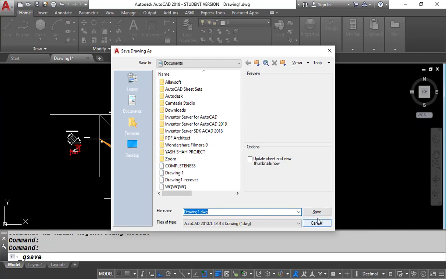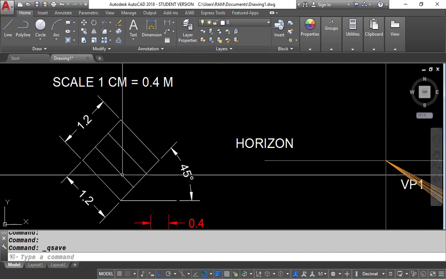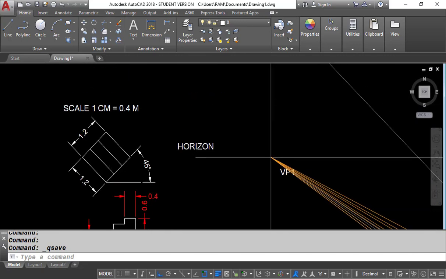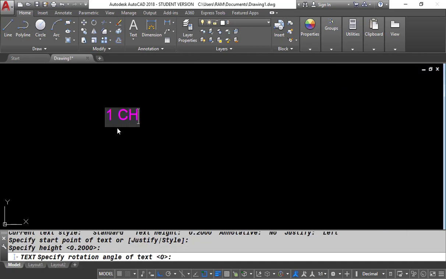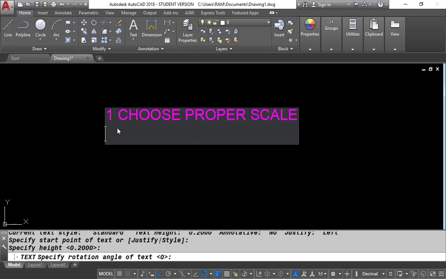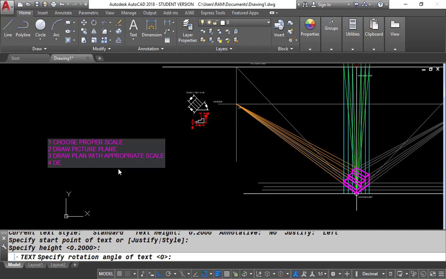So what is our summarization? In our summary, first of all we have the plan and we have the side view, right? We have to choose the proper scale. So our first step is to choose a proper scale. Our second step, draw the picture plane. Third step is draw the plan with the appropriate selected scale.